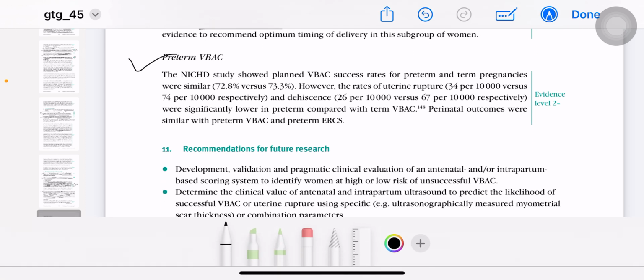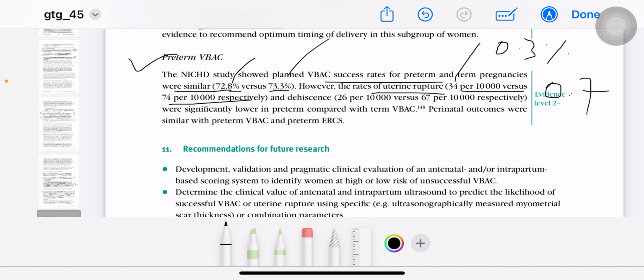Preterm VBAC. The success rates of preterm and term pregnancies are similar, 72.8 versus 73.3. So VBAC success for preterm is 72.8% and for term is 73.3%. The risk of rupture is 34 per 10,000 versus 74 per 10,000 respectively. So this is 0.3% and 0.7%. So with preterm the chance of rupture is 0.3%, and with term it is 0.7%, or 0.5 to 0.7%, and dehiscence is 2.2 per 10,000.